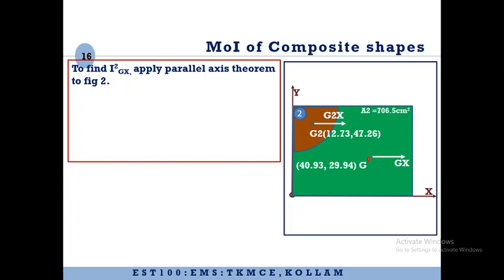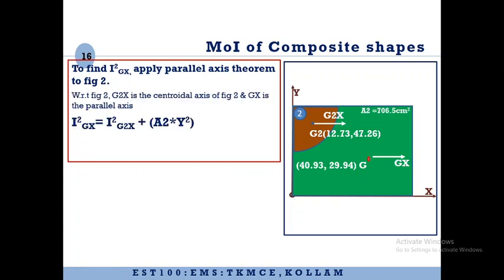Now to find IGX of 2, again we are going to apply the parallel axis theorem to figure 2. To apply it, we have to identify which is the parallel axis and which is the centroidal axis. We are applying to figure 2, therefore G2x is the centroidal axis and therefore Gx becomes the parallel axis. So IGX of 2 is equal to IG2x of 2 plus A2 into y square. Y will be the difference of the y coordinate of G and G2.